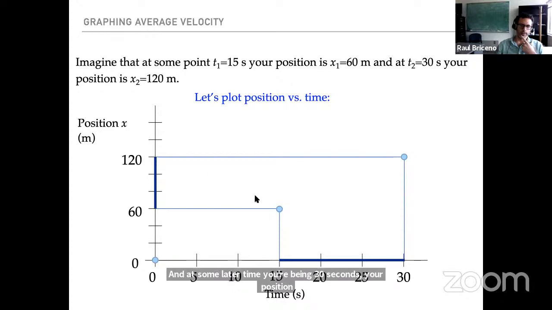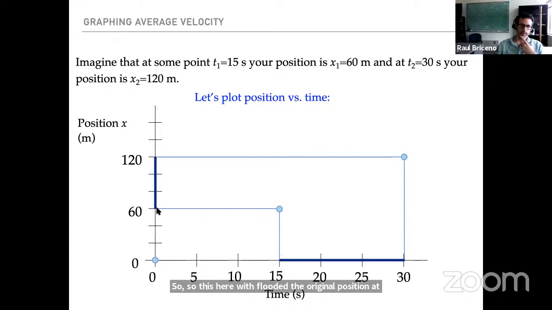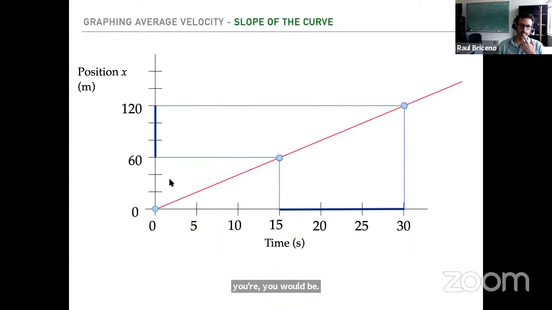So here we plotted the original position at the original time, right? 15, 60, and then at 30, you're at 120, right? And so imagine that you're going at a constant rate. This is what your position as a function of time would be. And so let's look a little bit closer at this.